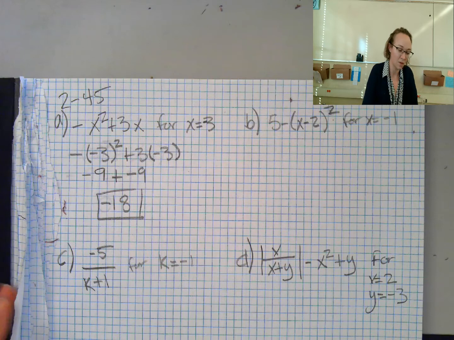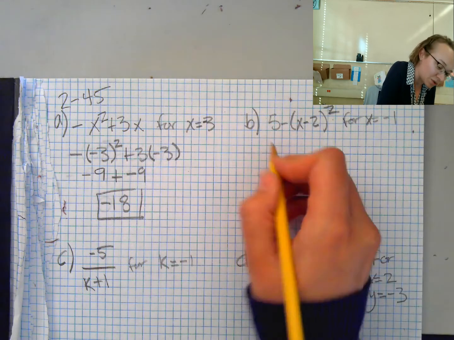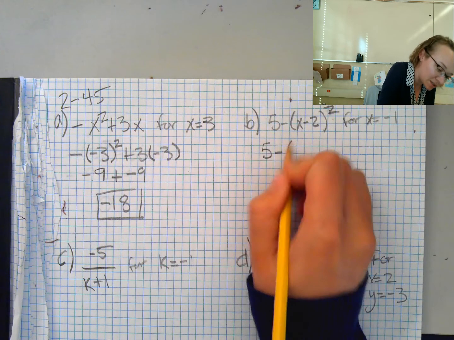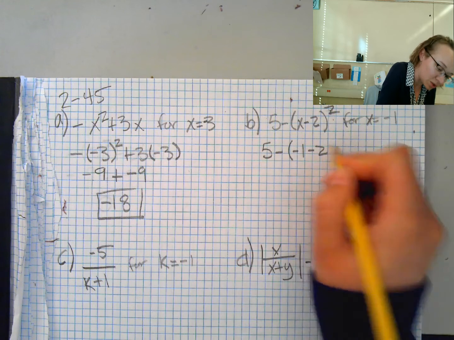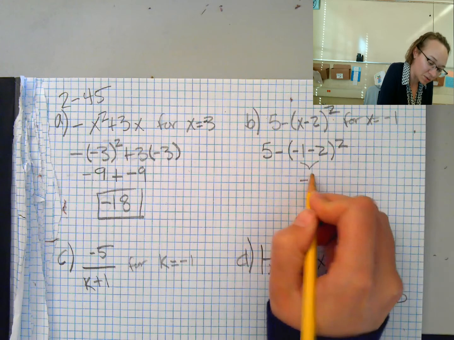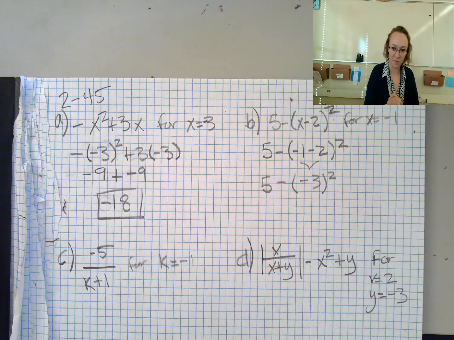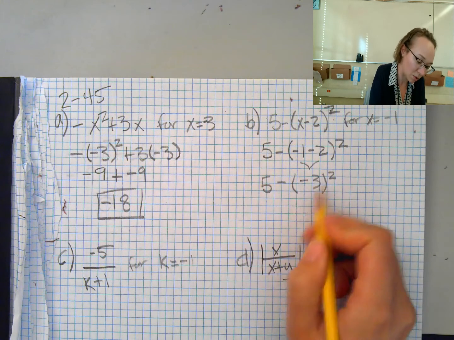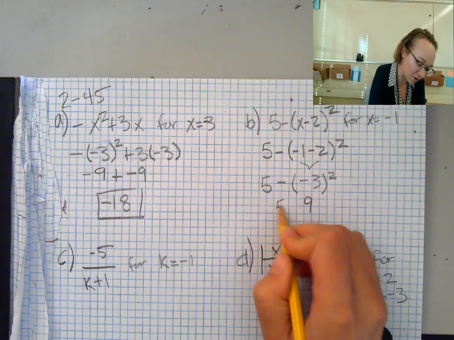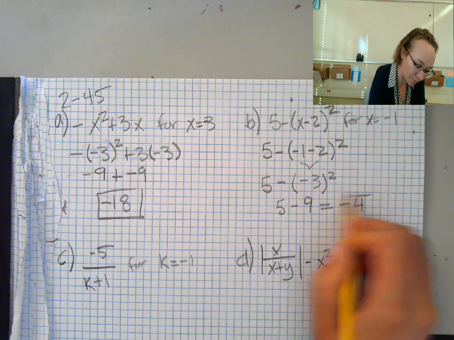Next, we have x equals negative 1 in this rule. So 5 minus negative 1 minus 2 squared. So I do what's inside the parentheses first. That's negative 3 squared. Still has that 5 minus outside. Negative 3 squared is a positive 9. 5 minus 9 would equal a negative 4.